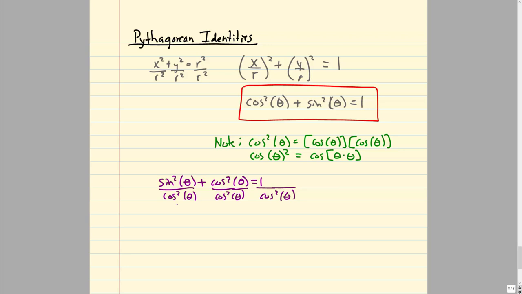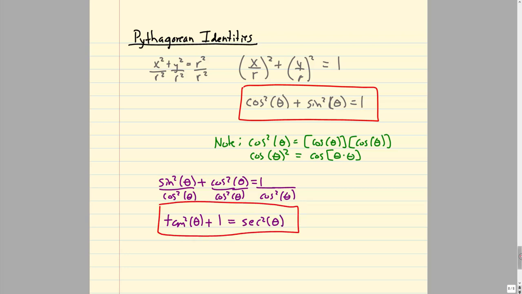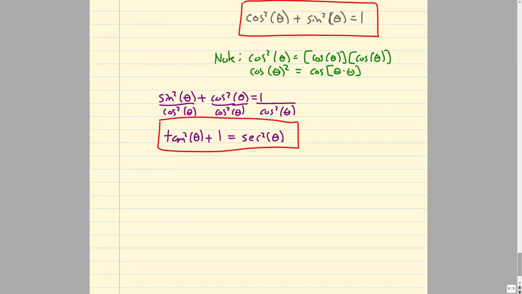Sine squared over cosine squared, if you recall, sine over cosine is tangent. So this is tangent squared of theta plus 1. And 1 over cosine is secant, so this is secant squared, the reciprocal. So there's our other Pythagorean identity. And of course, I'm only showing you one form here, but I could subtract 1 from both sides, and I have another part of the identity. Tangent squared is equal to secant squared minus 1.